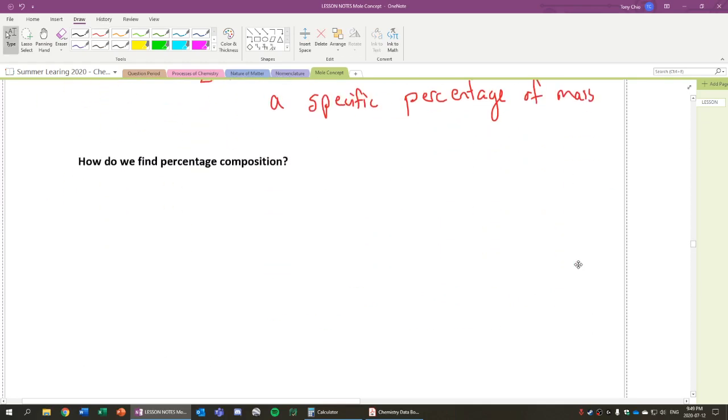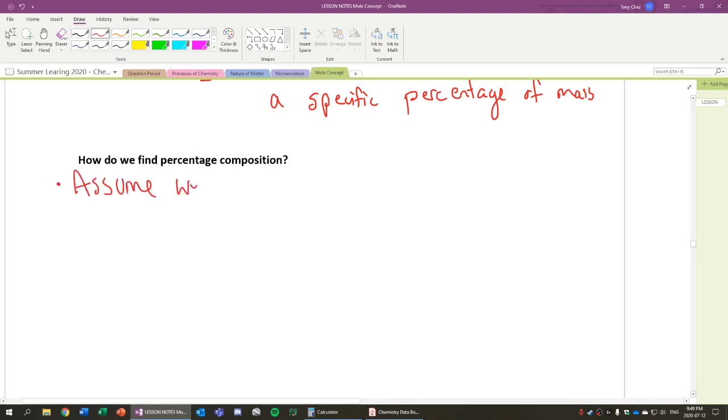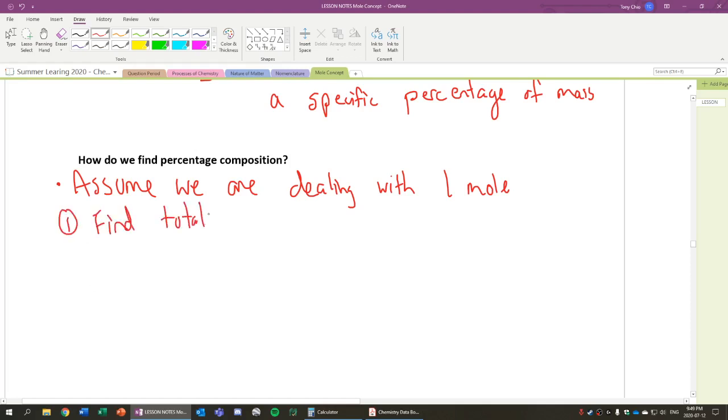Okay, so how do we find percentage composition then? Well, we assume we are dealing with 1 mole of our compound. So what do we do? Well, number one, find the total molar mass of the compound. Number two, find the molar mass of each element.